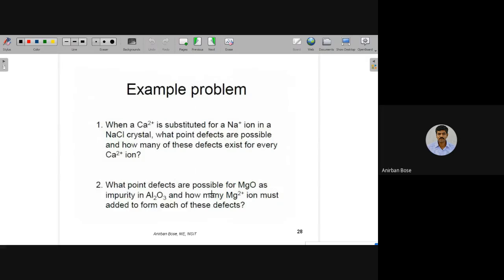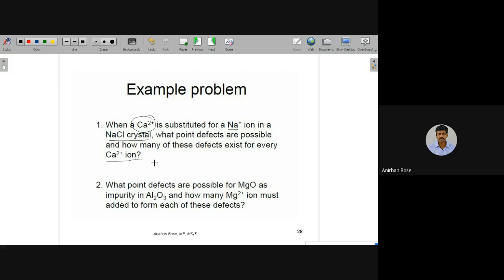Okay. Two examples are there. These kinds of problems you can expect in the exam: when a calcium ion is substituted for a sodium ion in a sodium chloride crystal, what point defects are possible? If calcium ion is substituted for sodium plus, then definitely cation vacancy will be created. And the question is how many of these defects exist for every Ca2+ ion. It is clear that since the valency difference is 1, for every Ca2+ ion one vacancy will be created.